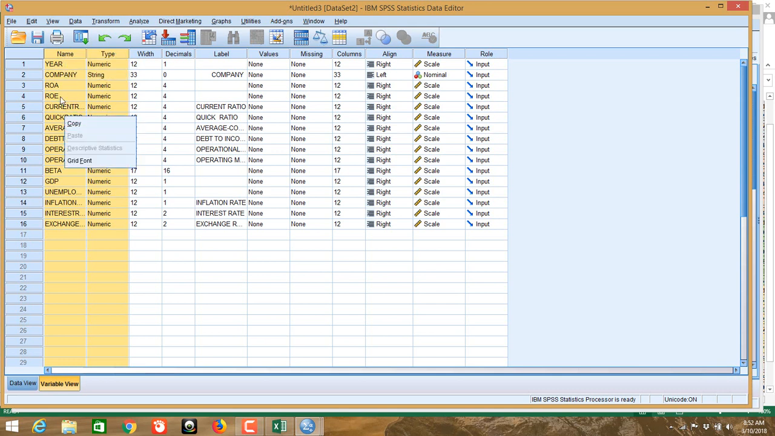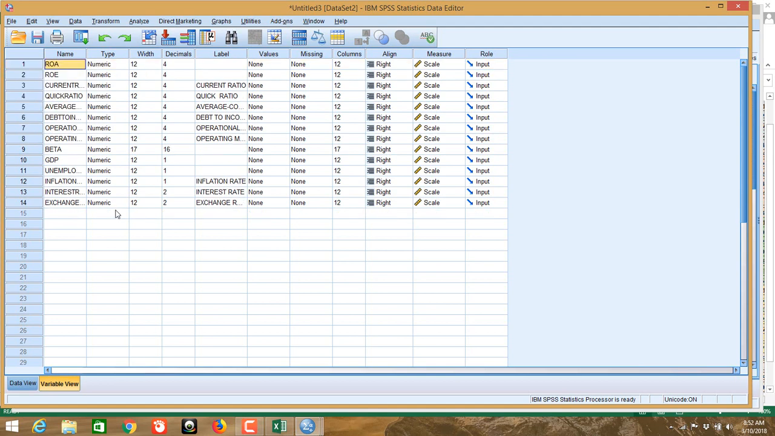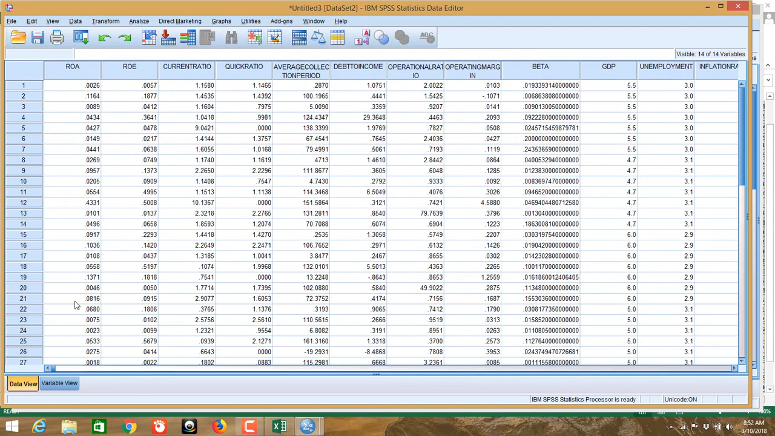Okay. Or one by one, you can do like this. Clear. Clear. Okay, now you are done. When you go back to your data view, it will be only like this. So the company names and the year.